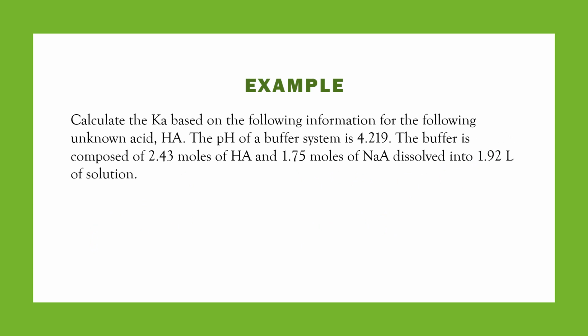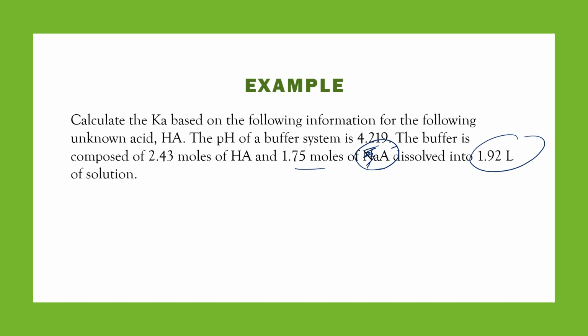Okay, this one wants us to calculate the Ka based on the following information. I give you that the pH of the system is 4.219, and the buffer has 2.43 moles of acid and 1.75 moles of this stuff, which dissociates and becomes your conjugate base. And it's dissolved in 1.92 liters of solution. Remember that the volume doesn't really matter because it's the same volume for both of them.